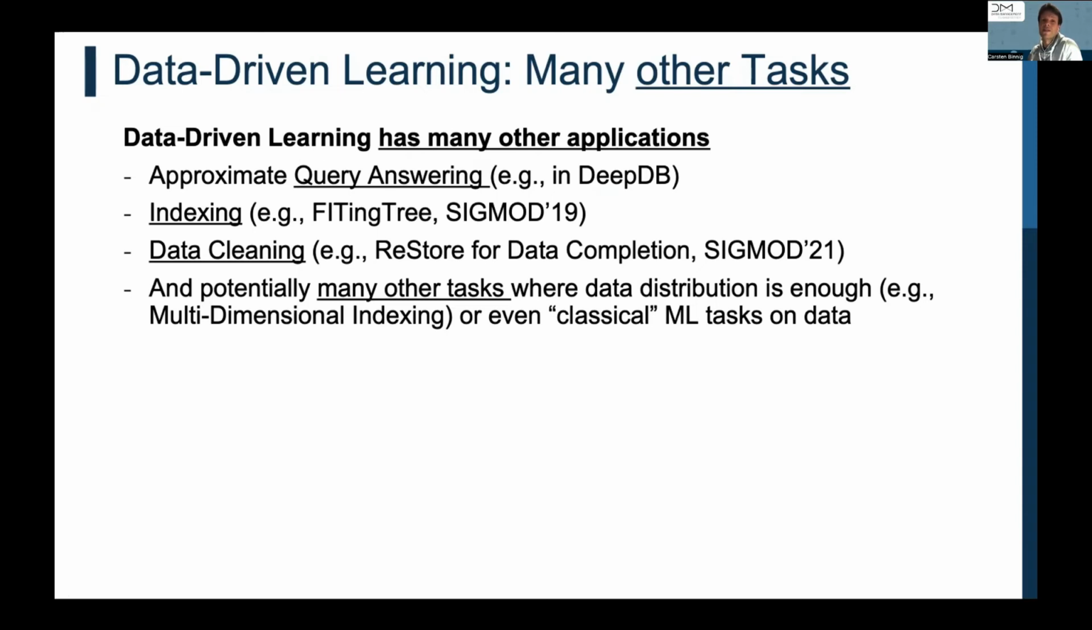We even think that we can use these data-driven models to directly solve machine learning tasks, for example, a classical regression or classification task could be solved with a data-driven model if you understand the data distribution. In fact, SPNs, which we base on, are models that have been used for such tasks.